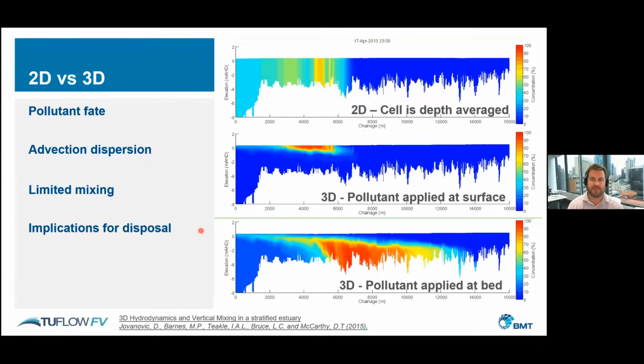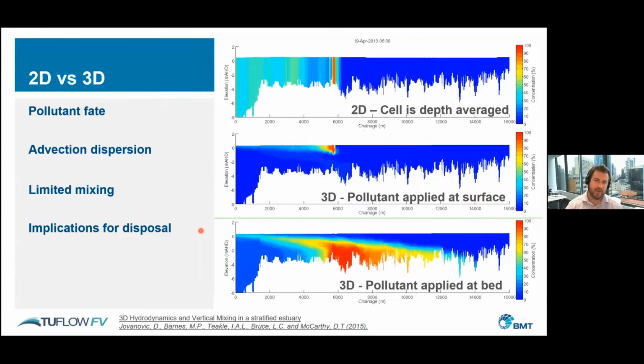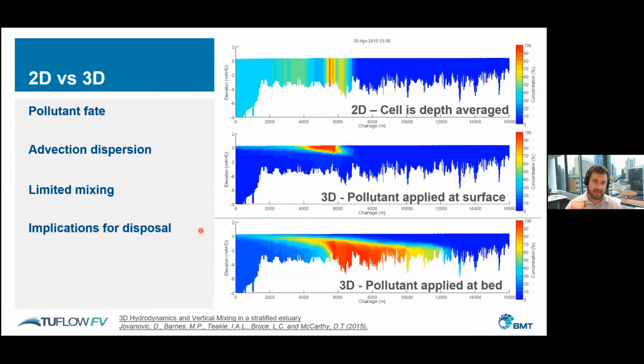So the top picture here, all of these models we're putting in the same concentration of pollutant. The top model is a 2D model, and the bottom one is the 3D model that I just showed you. So in the middle picture there, we're applying the contaminant into the surface freshwater layer. In the bottom picture, we're applying the contaminant at the same location, but into the bed or close to the bed.